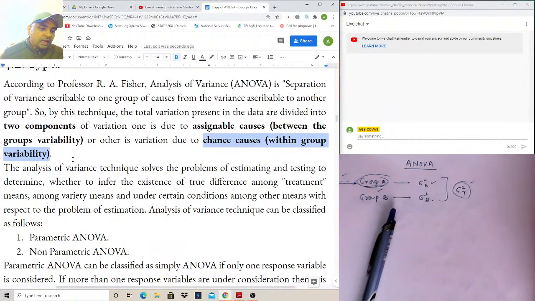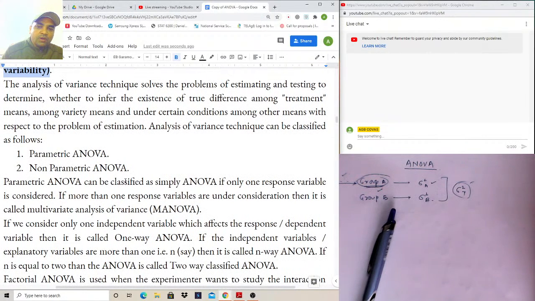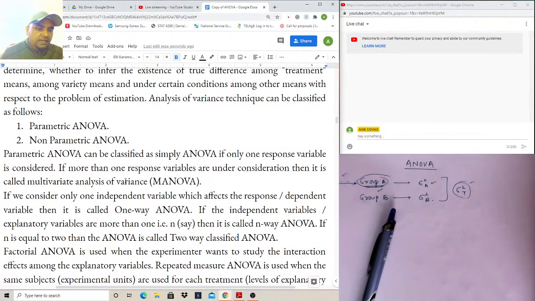Now, the analysis of variance technique solves the problem of estimating and testing, to determine whether to infer the existence of true differences among treatment means, among variety means, and among other means, with respect to the problem of estimation. So by this technique we can tell, for example when there are 2, 3, 4, 5, 6 groups, that the variation between these groups is this.